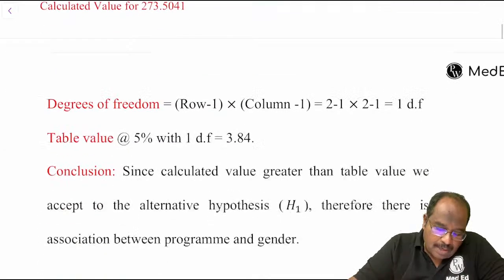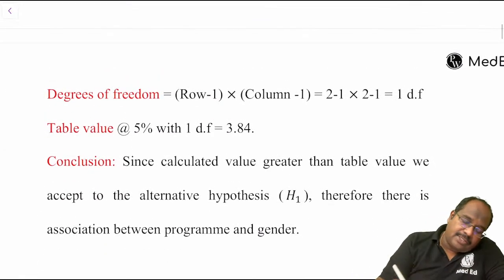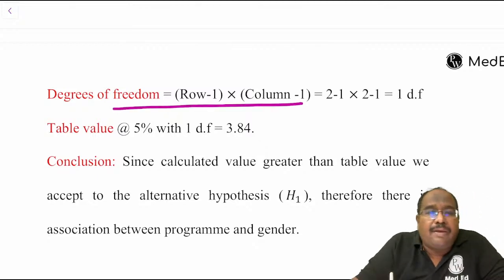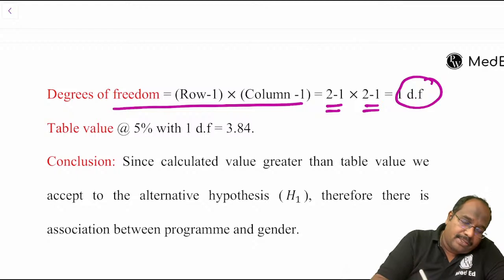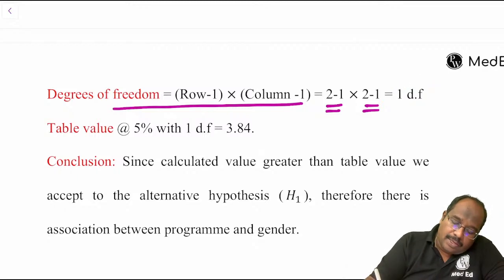Okay, fine. Now, whenever we are doing this chi-square value manual calculation, we have to calculate the degree of freedom. The degree of freedom formula is column minus 1 multiplied by row minus 1. How many columns we had? 2 columns, 2 rows. The degree of freedom is 1, guys.